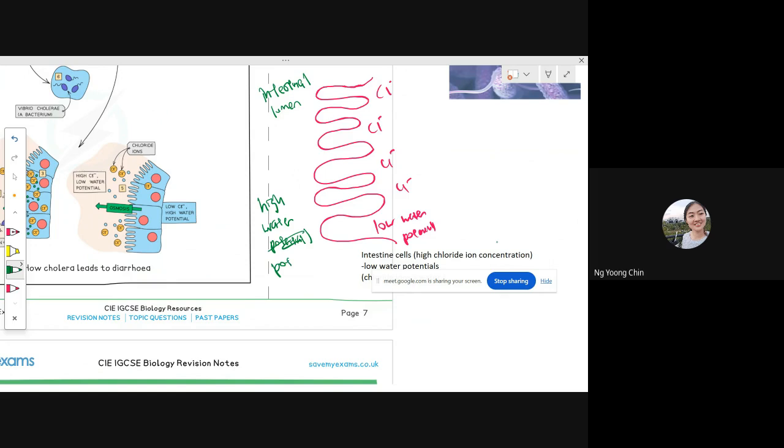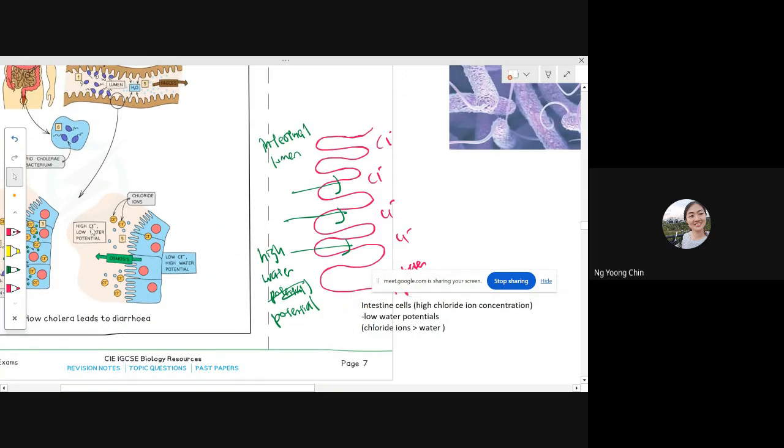Sorry, high water potential. So please remember that osmosis happens because water will always diffuse from the area of high water potential to the area of low water potential. So the water will be moved in this way, diffuse inside. So this is how your intestine villi are able to absorb the water molecules. So this is in the normal conditions.